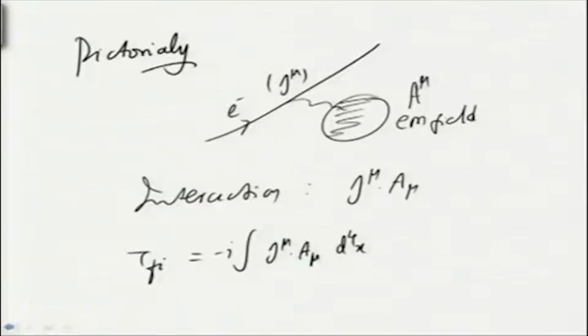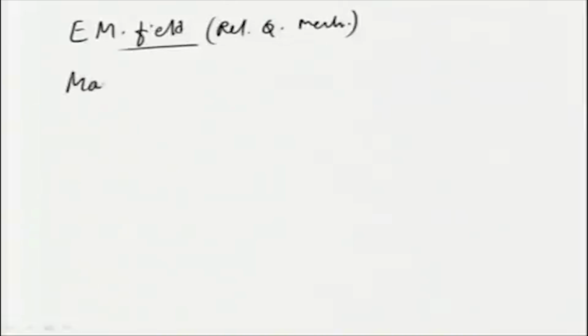And then we considered the interaction picture, and we finally said that we could consider the transition amplitude in an interaction as a product of the charge density, current density and the electromagnetic potential, and integrate it over the volume. Before going into more details of these interactions, let us come back to the electromagnetic field in relativistic quantum mechanics. Let us consider Maxwell's equations.